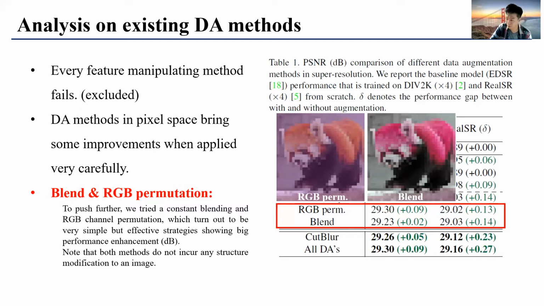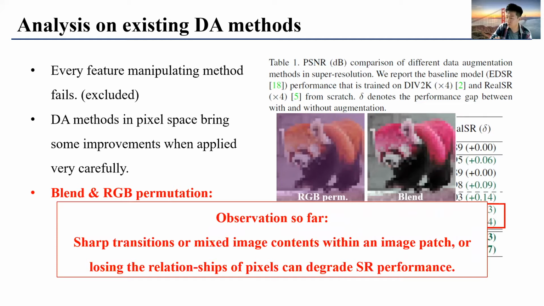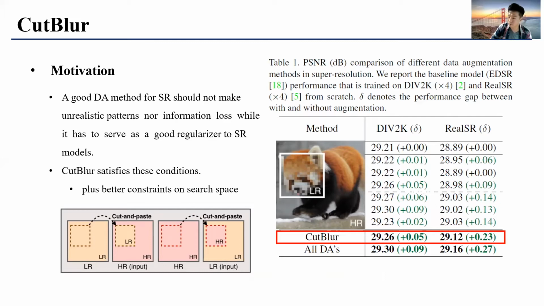So the observation so far is, as we hypothesized, that sharp transitions or mixed image contents within an image patch, or losing the relationship between pixels so much, degrade SR performance a lot. So based on this analysis and these observations, what we proposed was CutBlur. CutBlur cuts and pastes between the corresponding regions of a low quality and a high quality patch, so it minimizes the boundary effect while benefiting from utilizing entire pixels.